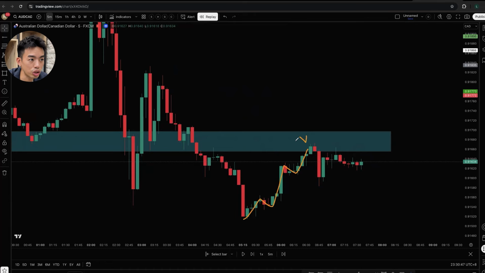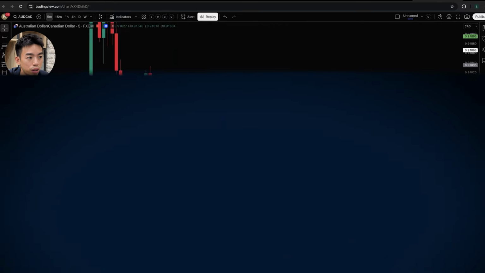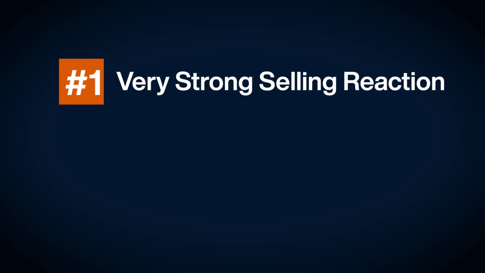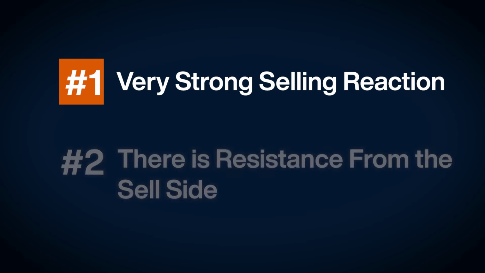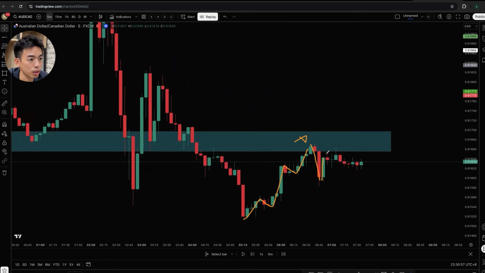But as soon as it reaches this zone, two things are occurring. First thing is very strong selling reaction. Okay. Second thing is, every time the buy tries, there is resistance from the sell side. Resistance, resistance, resistance, and then even here on this bar, it's still showing that sellers are still resisting buyers going up.